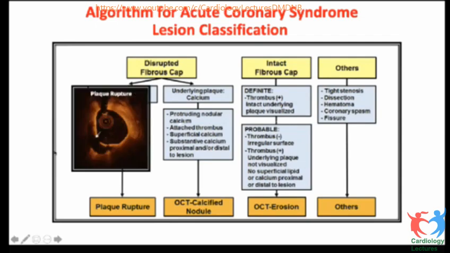Here you can just see an underlying necrotic core plaque, which has just ruptured and discharged all the contents into the lumen and formed a cavity. So this is the typical appearance of plaque rupture. This constitutes about 65% of all your ACS.